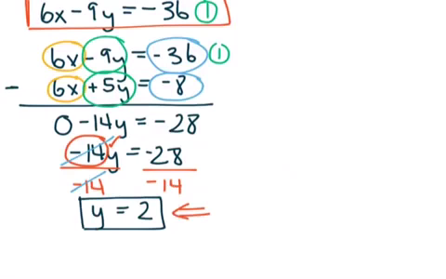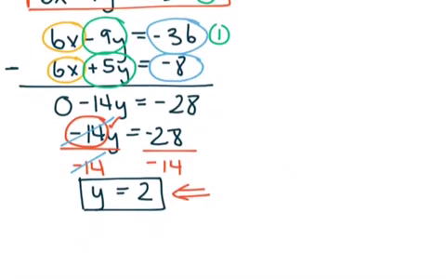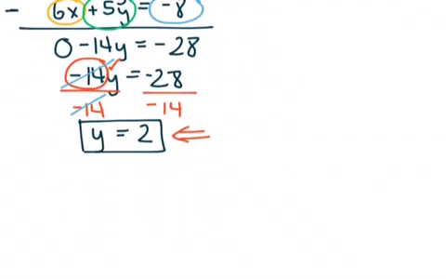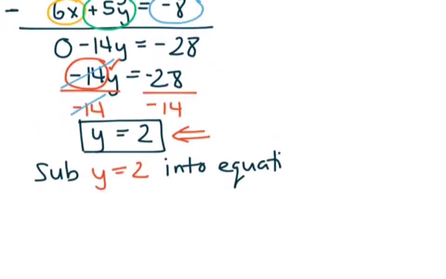We've got one coordinate, we've got y. Step number 5, remember, is to substitute this coordinate into either of the equations. So I'm feeling like number 2. It doesn't matter which one, but I'm going to pick number 2. So I'm going to say sub y equals 2 into equation 2, but you could do it in either of them.